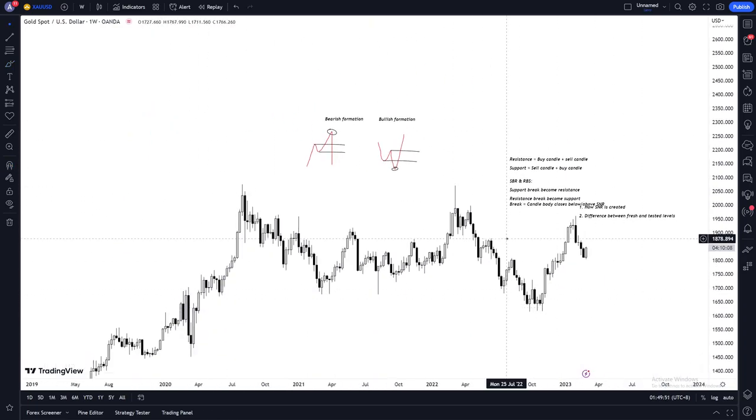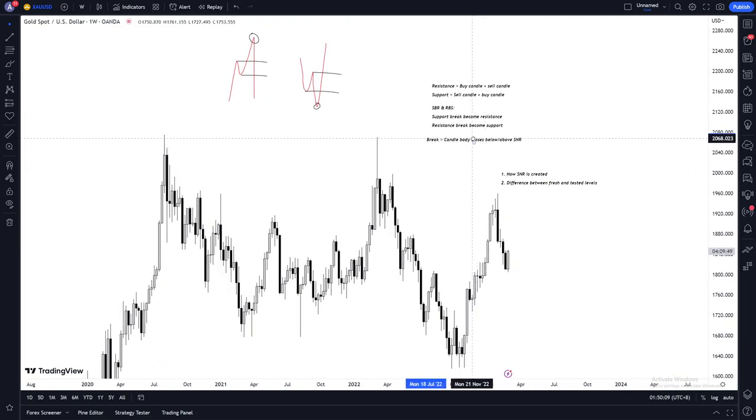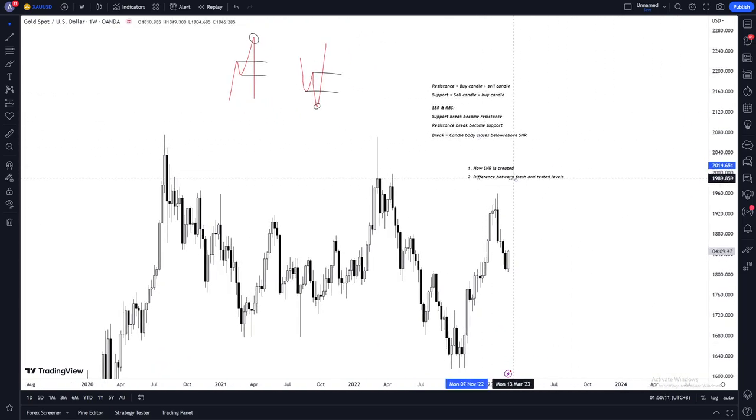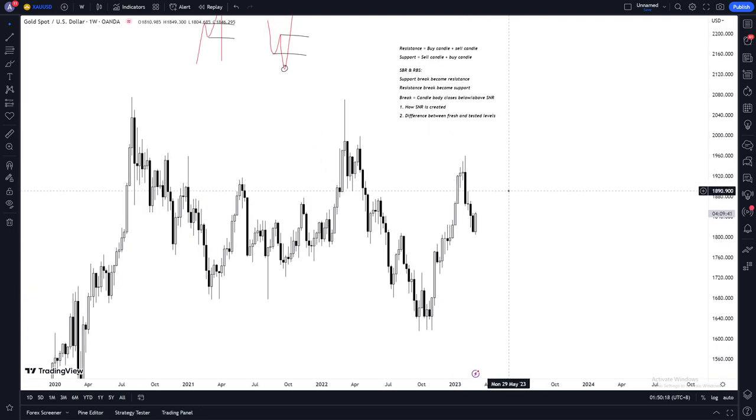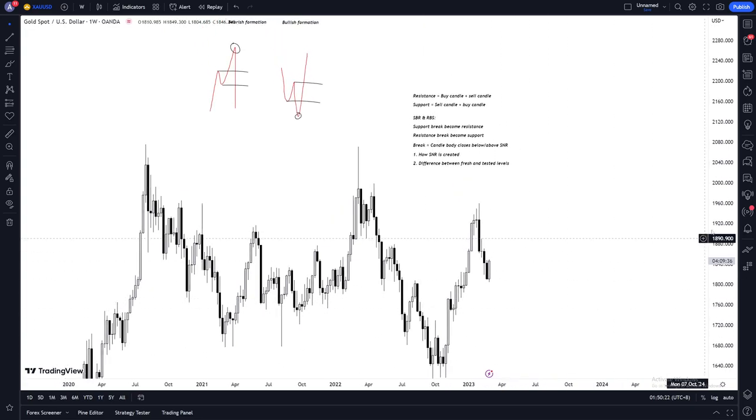Okay, so what have we talked about? We've talked about how resistance is created. We've talked about how support is created. We've talked about the meaning of SBR and RBS. All right, we've talked about how you can think about what a break of structure is. What constitutes a break? Okay, we've talked about the difference between fresh and tested levels. And I've also given you some extra sauce, which is about how you can tell when it's time for price to properly move, because we test so many times. Once price is tested and a storyline is started, if you know how to dictate a storyline, then you would know, oh, okay, I can add that to my arsenal.